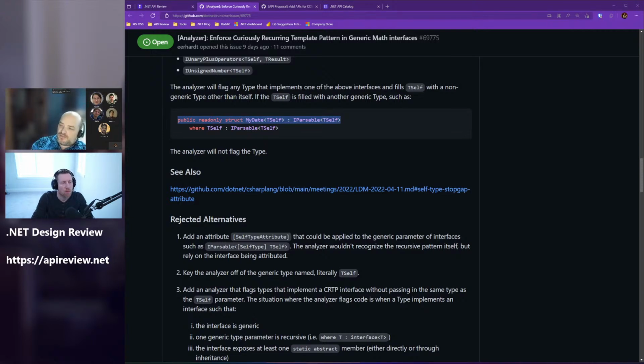And so I think, yeah. Sorry, go ahead, Tanner. I was just going to say, like what Stephen was saying, since this is a stopgap, and since we don't want it to necessarily flag user types, I think just hard coding the list of built-in types it impacts is good.